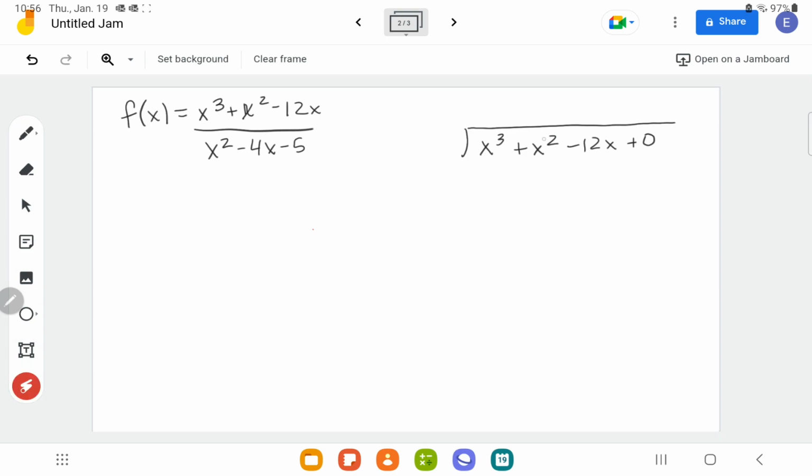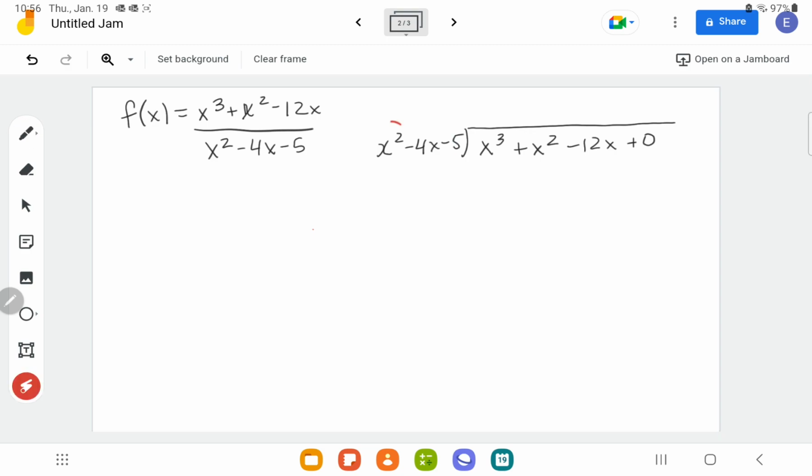If you were missing a middle term, like maybe you didn't have an x squared term there, you would have to include a placeholder like a 0x squared. So you have to have every single possible term. If there's not a term in your original expression, you're putting a 0 there. And then here, x squared minus 4x minus 5.